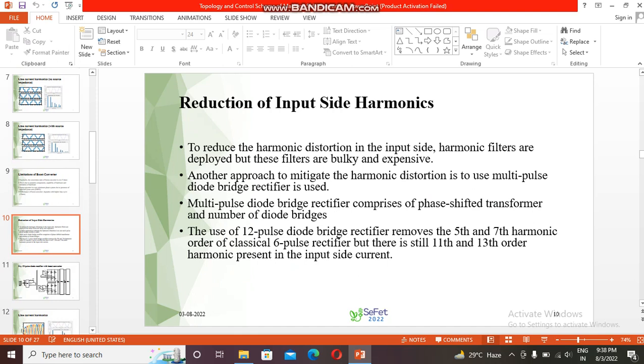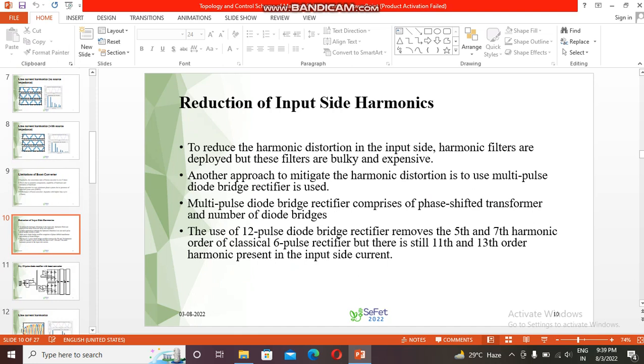To reduce the input side harmonics, there are different ways. One way is to implement harmonic filters, but those passive filters are bulky, expensive, and difficult to tune. Another approach is to use a multi-pulse diode rectifier with a phase shifter transformer.